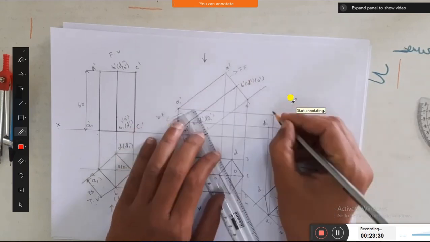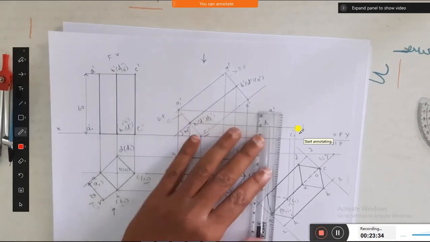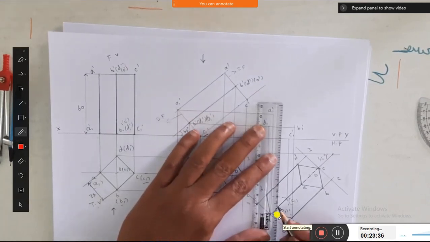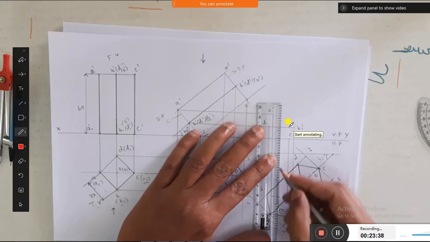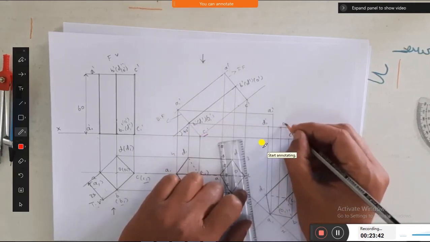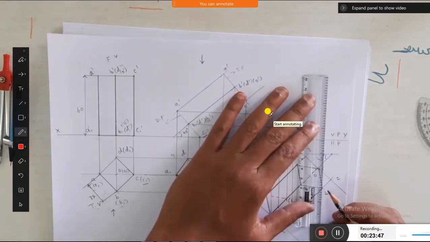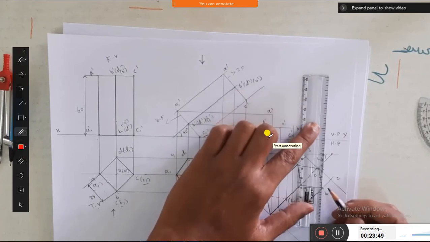Yes, it is A1 dash. And if you see from the front, this bottom face is visible. O1 dash, it is visible. That's why we have written A1 dash, B1 dash, C1 dash, D1 dash without bracket. So if you write without bracket, it means it is a visible one.